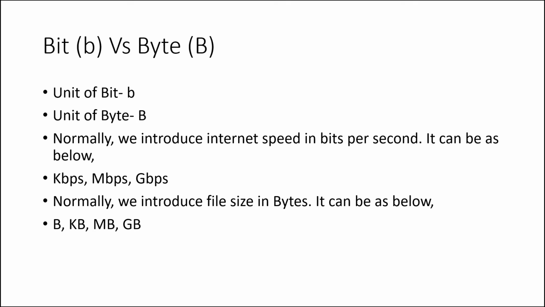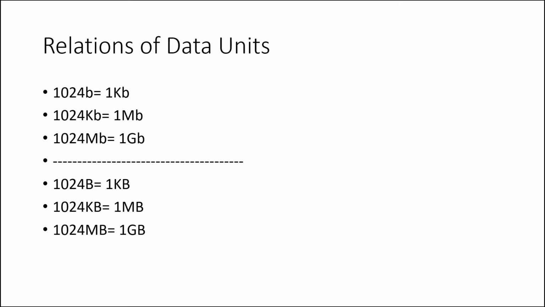Gbps. The letter is simple b. Speed is gigabits per second. Okay, guys. As I mentioned before, normally we introduce file size in bytes. It can be as below: bytes, kilobytes, megabytes, gigabytes. Okay, I think you understood the difference between bit and byte.